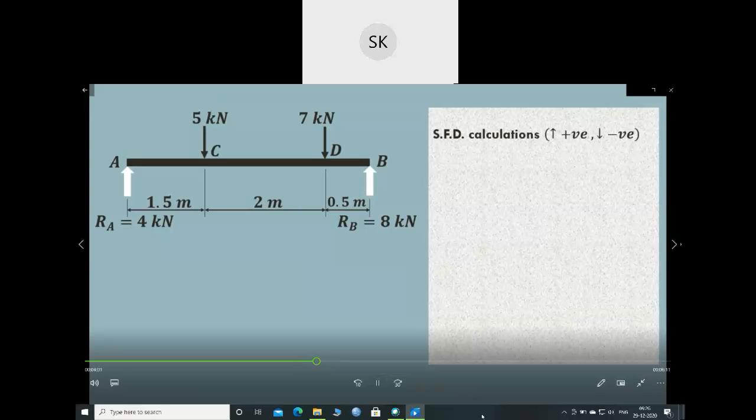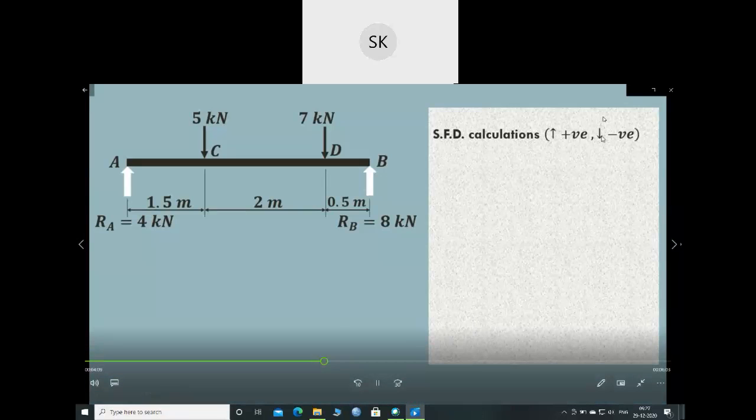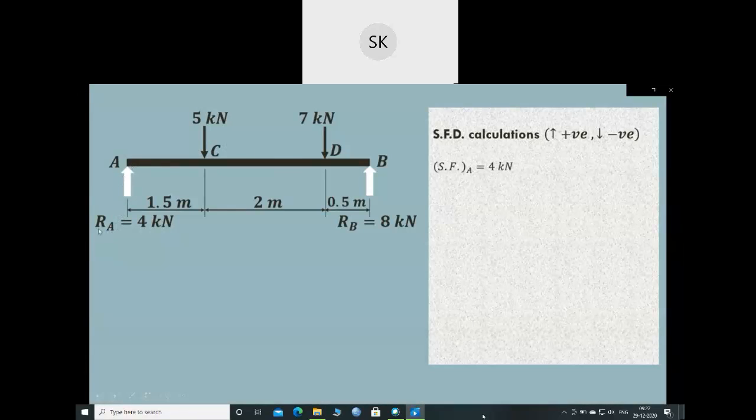The conventions which we have used over here: upward forces are considered as positive, whereas downward forces are considered as negative. So we'll start with point A. So shear force at point A is nothing but the reaction RA, which is acting in the upward direction, and as it is acting in the upward direction, it is considered as positive. So shear force at A is 4 kilonewton positive.